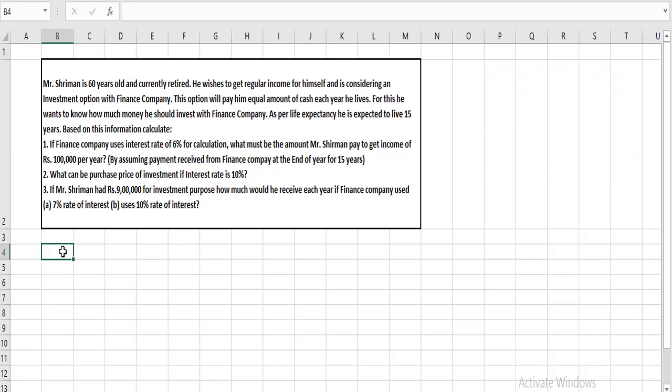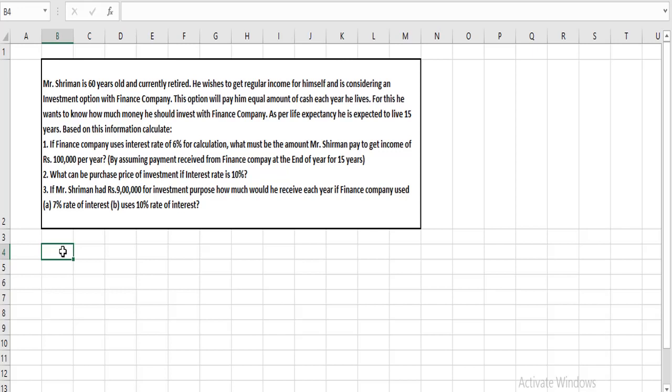In this case, it is given Mr. Shriman, who is 60 years old and currently he is retiring from his job. He wishes to get regular income for himself as he is now retiring. So now he will not be having any regular income, but he wants to create a regular source of income and is considering an investment option with a finance company.